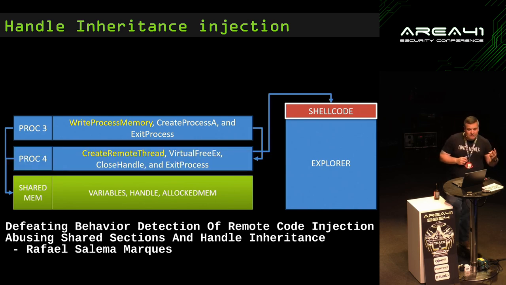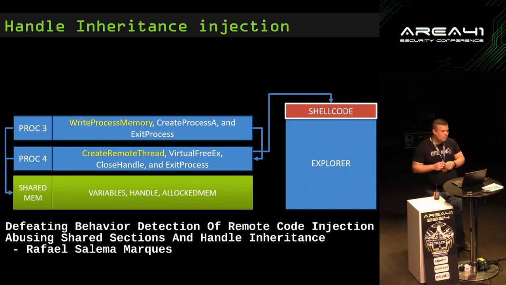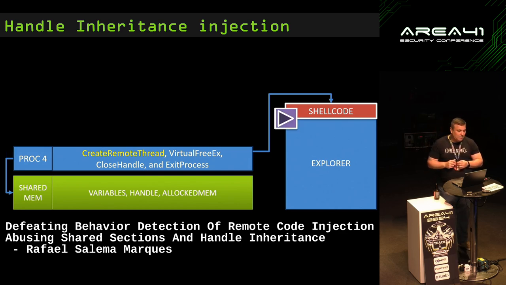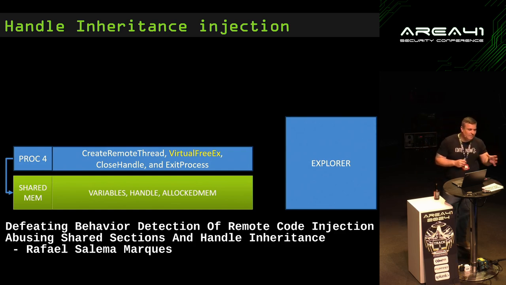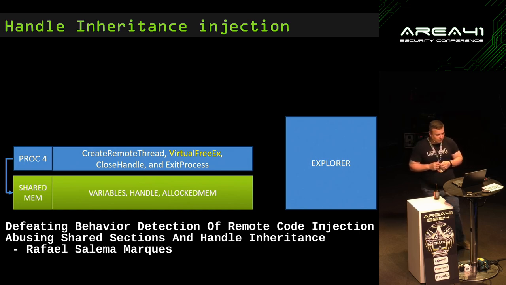Then the third process writes a shellcode in the remote process, and it dies too. And then process four creates the remote thread and runs the shellcode. And one important thing that I don't see a lot in code, and probably is interesting, is to clean up your job at the end of the attack. You erase this memory using VirtualFree.